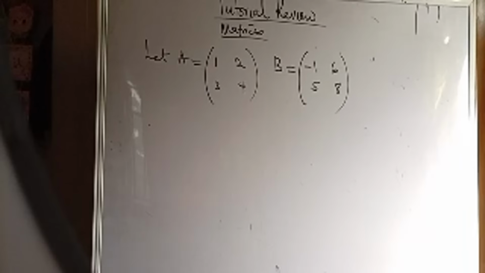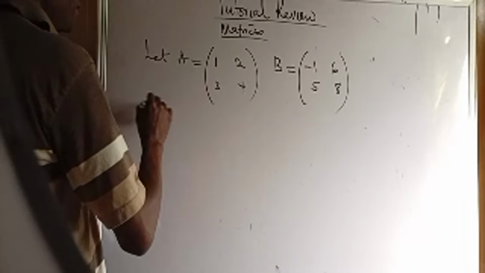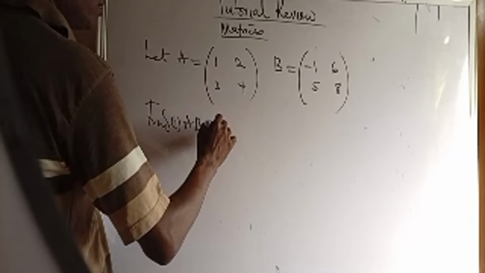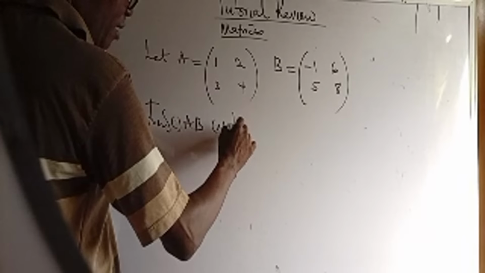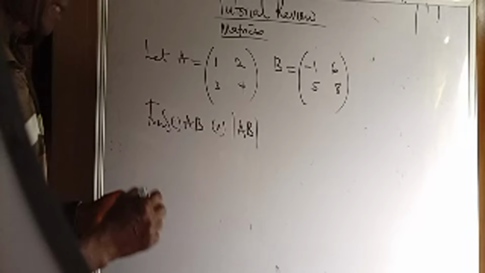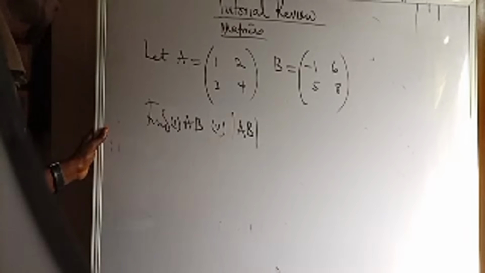Let's find first AB, then the determinant of AB. Let's check whether this is possible. Don't forget, this is a 2 by 2 matrix. 2 by 2, 2 by 2, they are called square matrices.